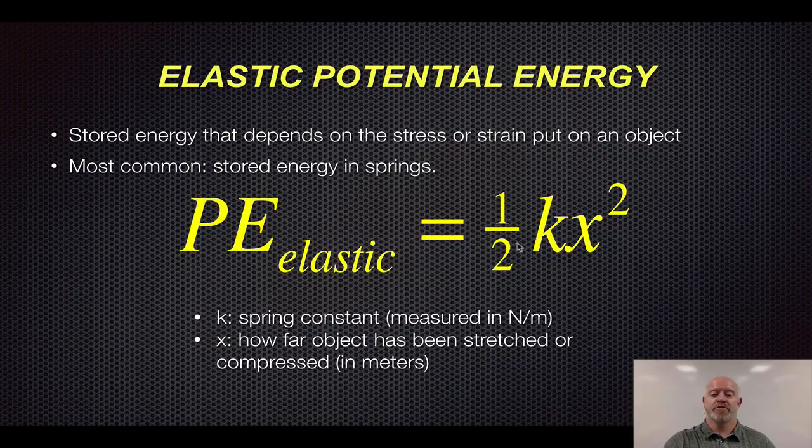Okay, so let's go through the components of this. So the potential energy we get from elastic expansion or contraction, or a stress or a strain, is 1/2 k x squared. Okay, k is the spring constant. So this is basically how stiff the spring is. Think of slinkies, like those little toys you had as a kid. They have really low spring constants.